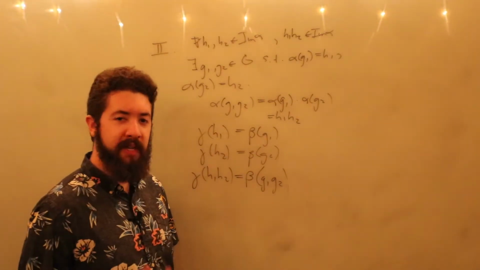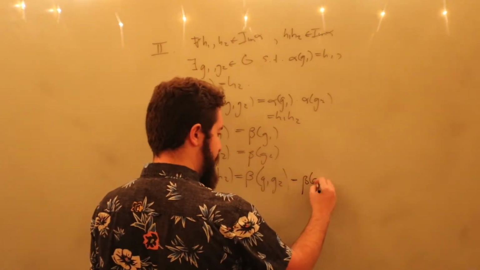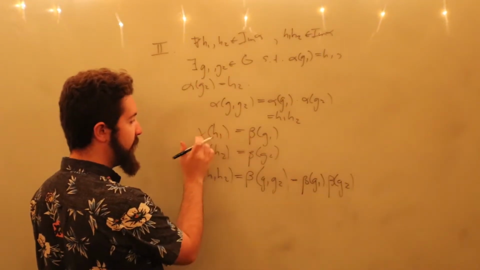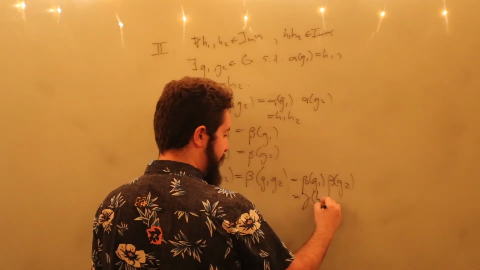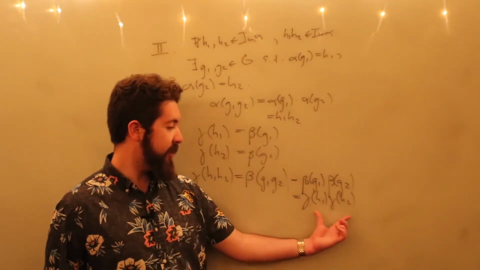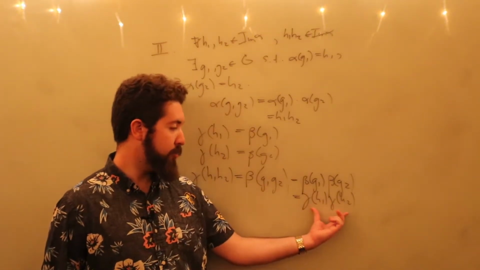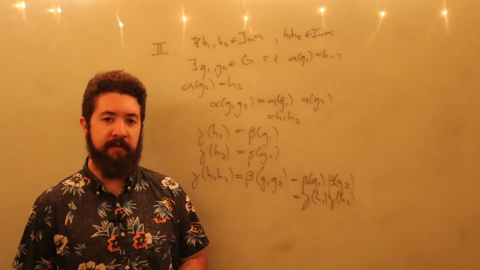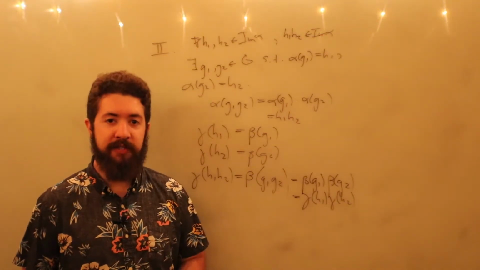But because beta was assumed to be a group homomorphism, we have that it is operation preserving. But then each of these, we said, coincide with the value of gamma of H1 and H2 respectively, so that this is equal to gamma of H1 times gamma of H2. Now look what we have by transitivity of the equal sign: gamma of H1 times H2 is equal to gamma of H1 times gamma of H2. In other words, the mapping gamma is operation preserving, so that it is indeed a group homomorphism from H to K.